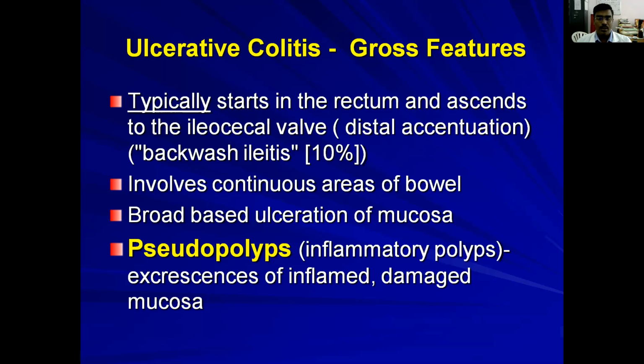It shows broad-based ulceration of the mucosa, which is commonly seen in ulcerative colitis. The most important finding is pseudopolyps, which are nothing but inflammatory polyps. Because of the excrescence of inflamed or damaged mucosa, they look like polyps, hence pseudopolyps. They are more common in ulcerative colitis.